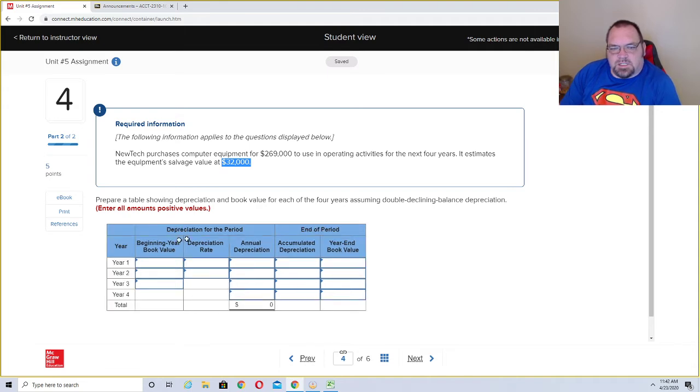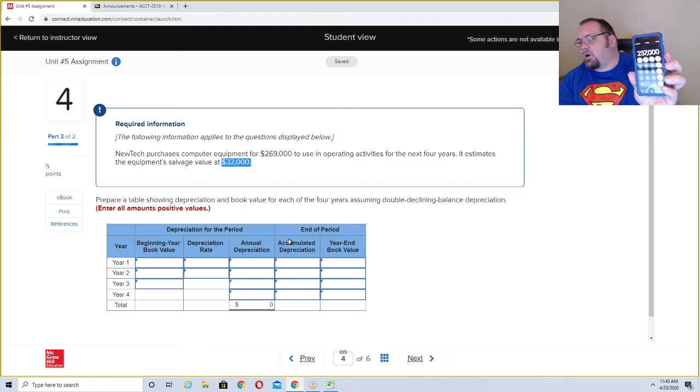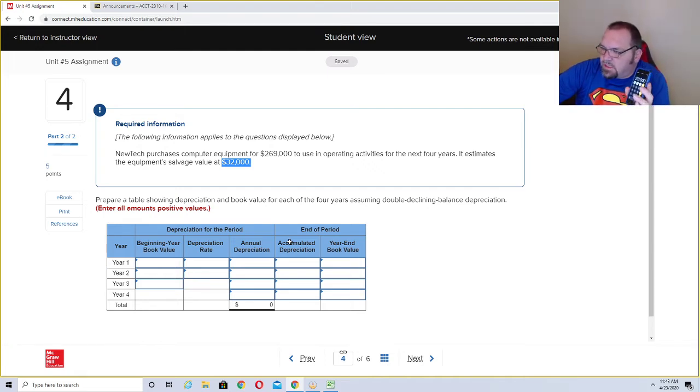So this one is double declining balance. How are we going to figure that out? So remember that number. The number is $269,000. We subtract from it $32,000, and that's going to give us that $237. All of that will be depreciated over 4 years if we're going to use the straight line method.